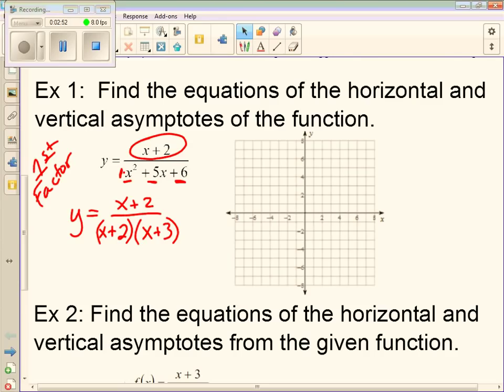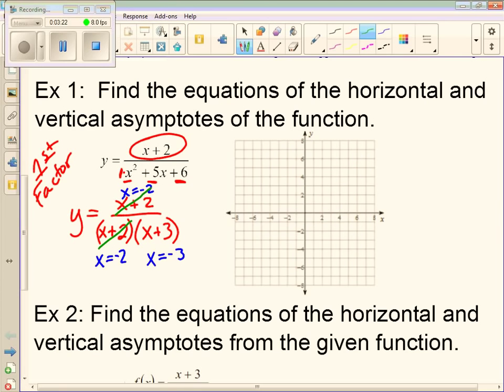So we have for vertical asymptotes the zeros of the denominator. Let's see here, the 0 for x plus 2 is negative 2. The 0 for x plus 3 is x equals negative 3. We have to look at the numerator also. The 0 for the numerator is x equals negative 2. The 2's here, these share in common.